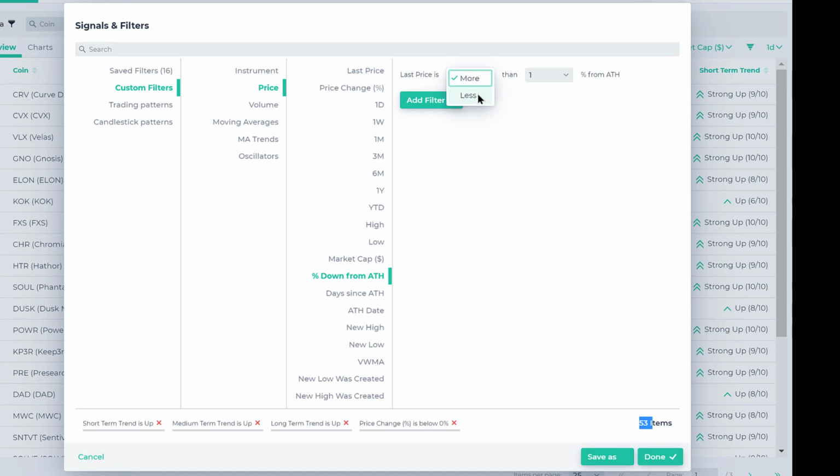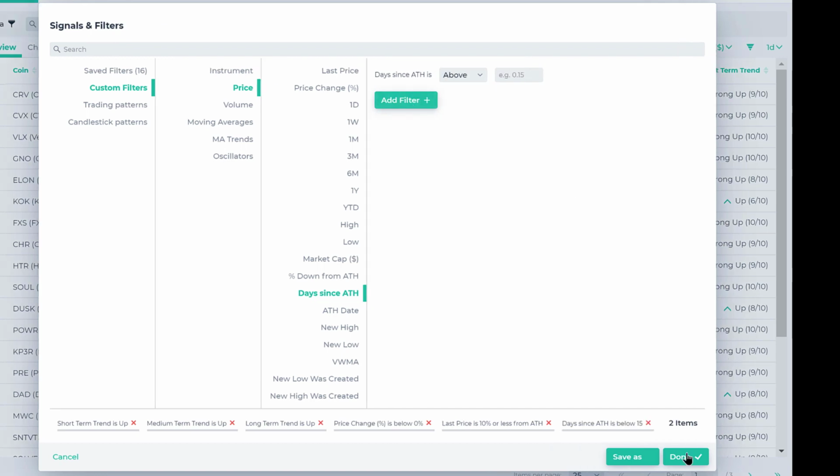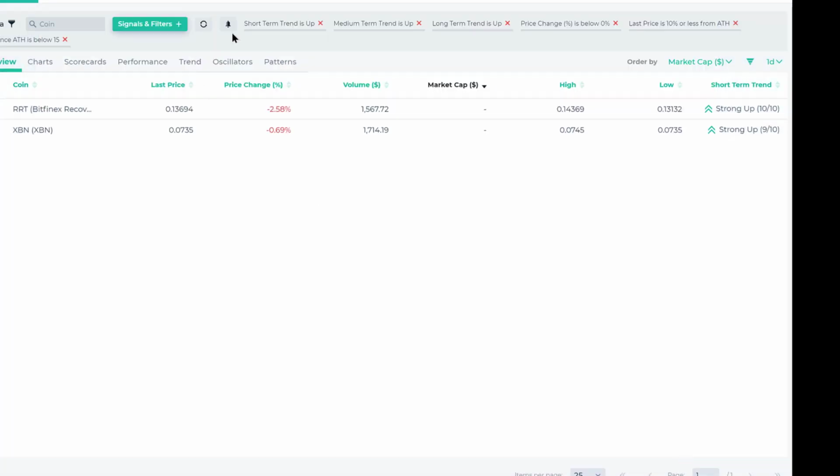So, coins that are about 10% from their all-time high. Oh, sorry, that should be last price is less than 10% from their all-time high. So we're not far from their all-time high. And the all-time high was in the last 15 days, let's say. You can play around with these.